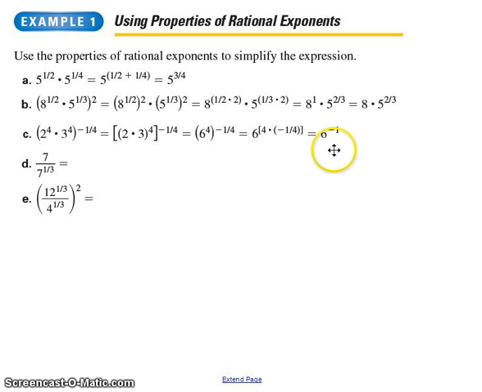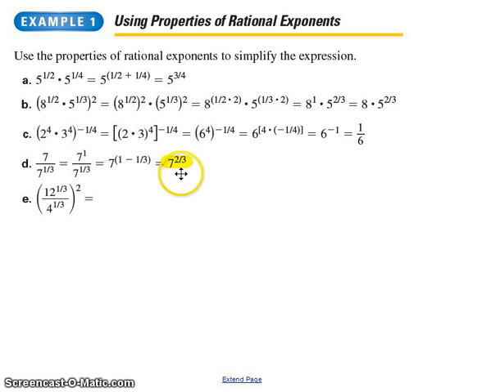And 6 to the negative 1. Well, I'm not really done. 6 to the negative 1 is 1/6. Now I am done. The next example, that 1 I can subtract off the 1/3, and I get 7 to the 2/3.